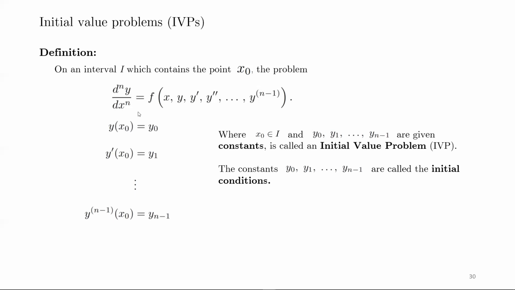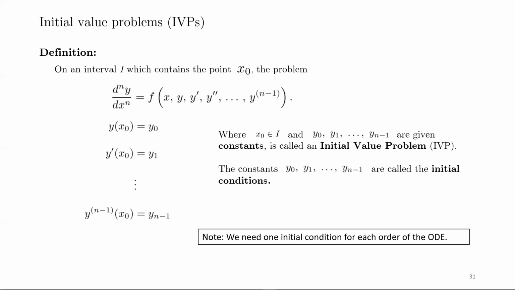So if we simply had the ODE here, this would just be an nth order ODE. When we combine the ODE with the right number of initial conditions, this becomes what's called an initial value problem. And this is crucial to solving practical applications of ODEs. So we need one initial condition for each order of the ODE, as you might have figured out already.